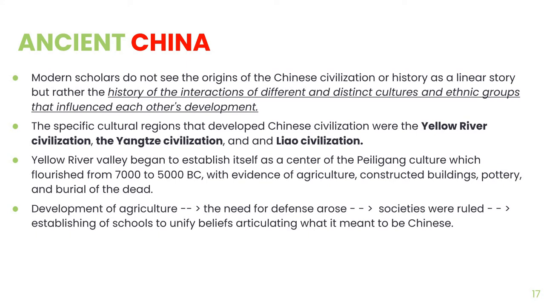The Yellow River Valley began to establish itself as a center of the Paleogang culture, which flourished from 7000 to 5000 BC, with evidence of agriculture, constructed buildings, pottery, and burial of the dead.